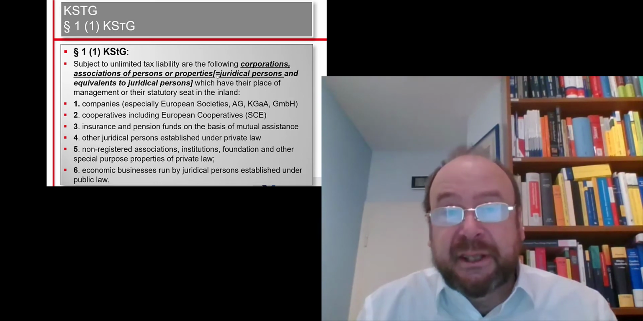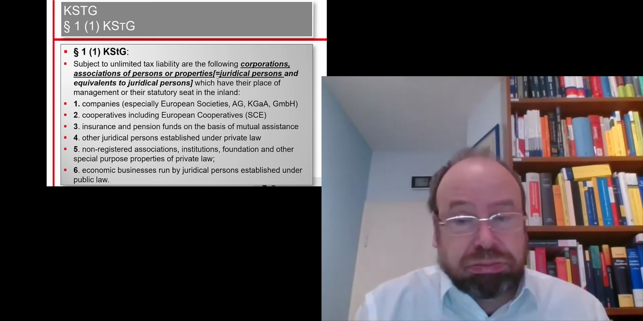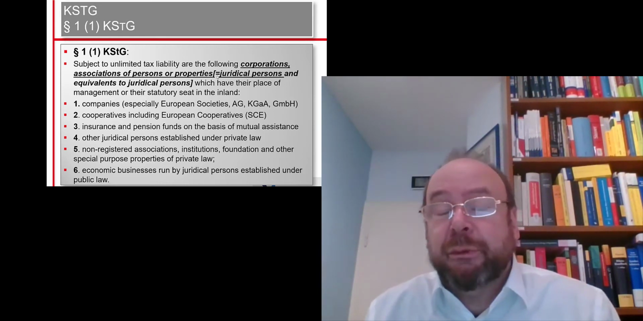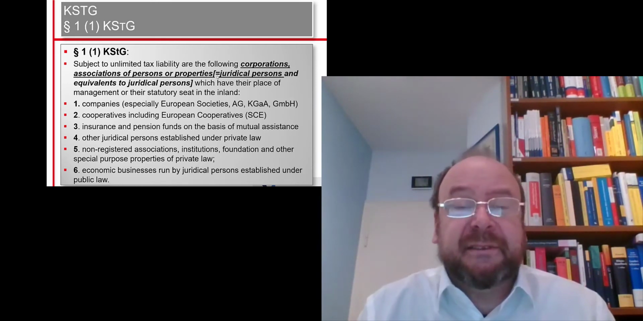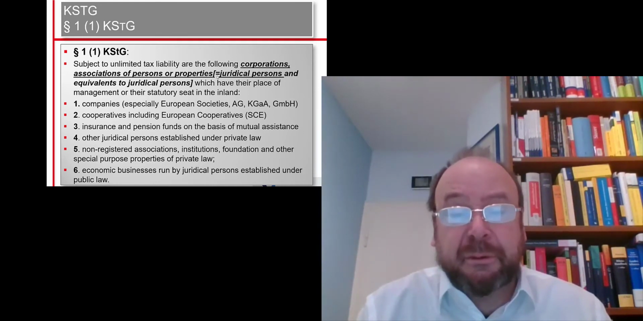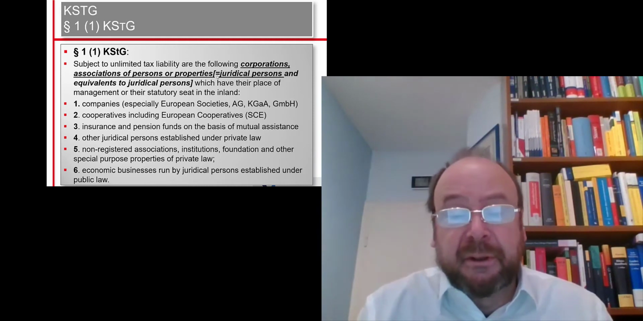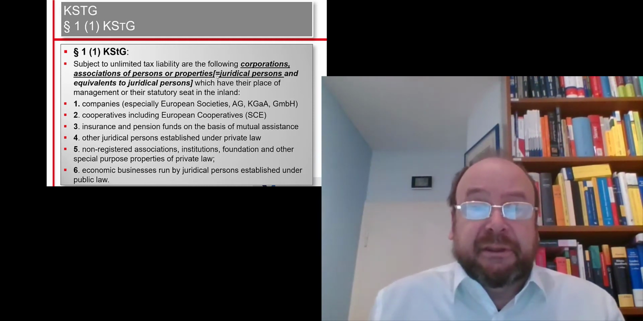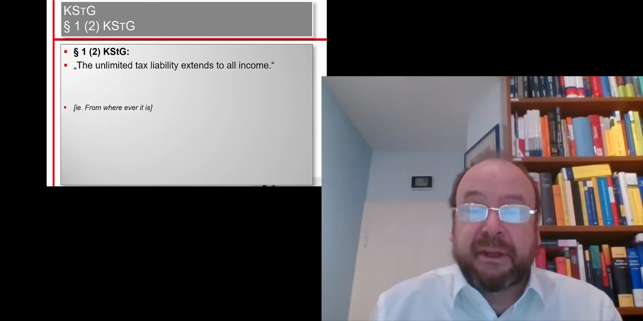Now, if your legal form is a legal form of another state, so you are registered in Ireland, Netherlands, or wherever else, then it is sufficient to have your place of management in Germany, so your headquarters. And then they list everything which is possible. The different juridical forms are a comprehensive list, and if you are on that list, you will be taxed with your worldwide income as a juridical person.